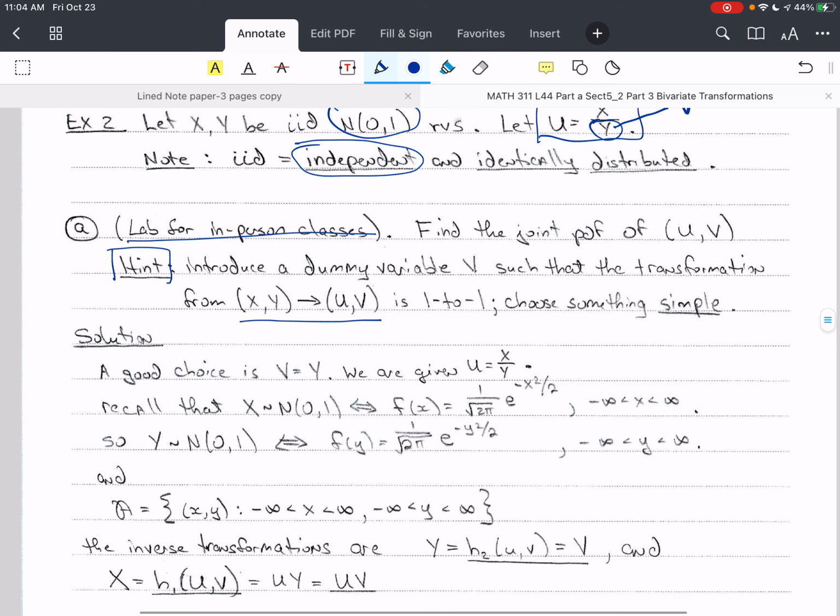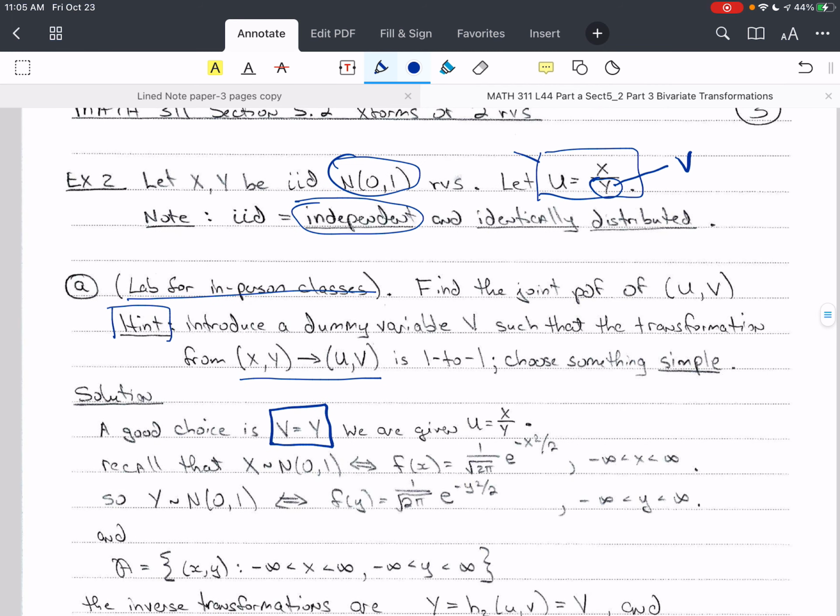So the choice we have is v is equal to y. Notice that we have u equal to x over y, and v equal to y. When we go to solve our inverse transformations, we're going to need x in terms of u and v, and y in terms of u and v. That's why it's called an inverse transformation.